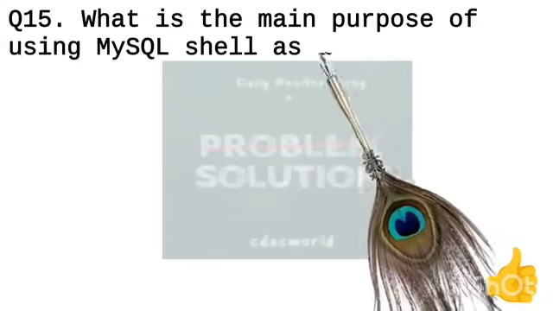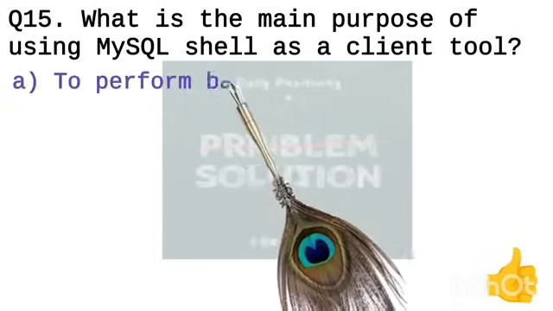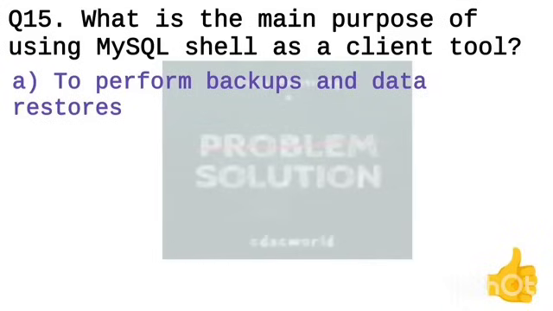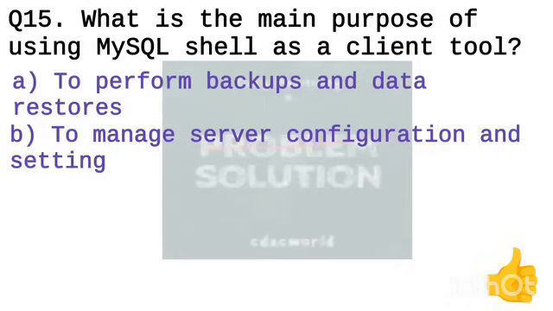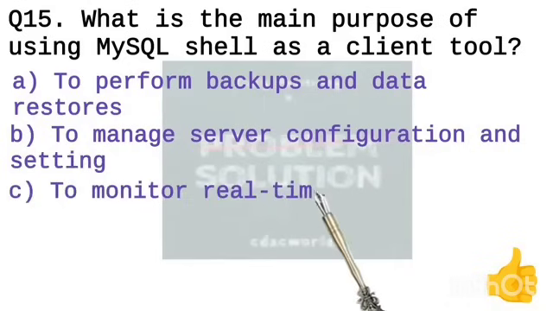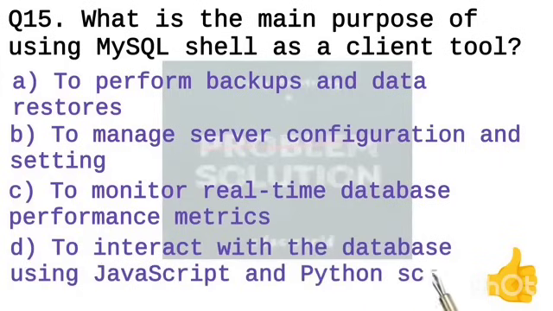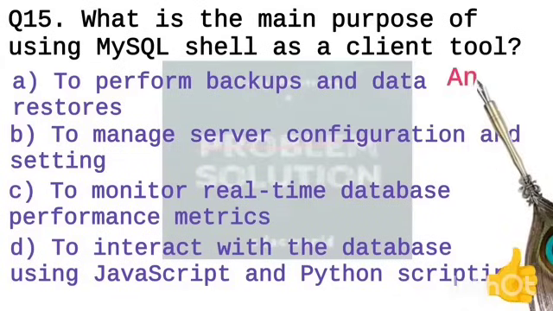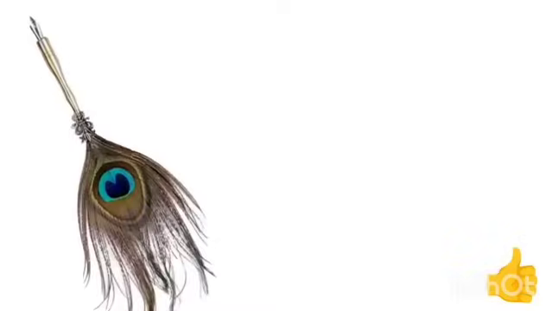Query number 15. What is the main purpose of using MySQL shell as a client tool? Option A to perform backup and data restores. Option B to manage server configuration and setting. Option C to monitor real-time database performance metrics. And option D to interact with the database using JavaScript and Python scripting. And the answer is D, to interact with the database using JavaScript and Python scripting.